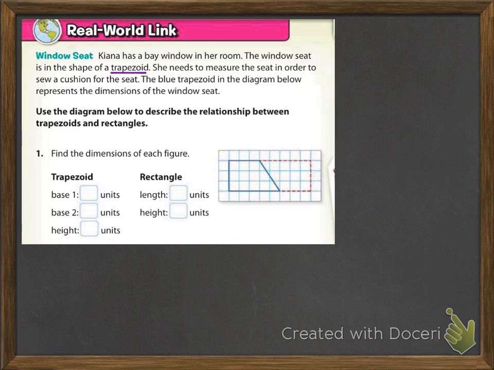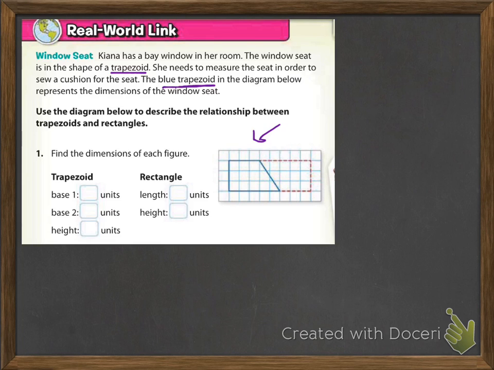She needs to measure the seat in order to sew a cushion for the seat. The blue trapezoid, which is right there in the diagram below, represents the dimensions of the window seat. Use the diagram below to describe the relationship between trapezoids and rectangles. So let's talk about first the relationship.